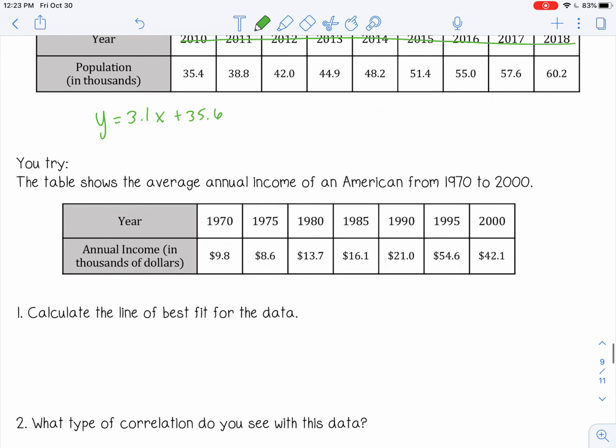Okay, so let's try another one. The table shows the average annual income of an American from 1970 to 2000. So we're not going to enter this. We're going to start at 0. Now be careful, these are counting by 5. So I'm not going to go 0, 1, 2. I'm going to go 0, 5, 10, and up from there. So that's what you're going to enter. All right, pause the video now and enter this and find the line of best fit.